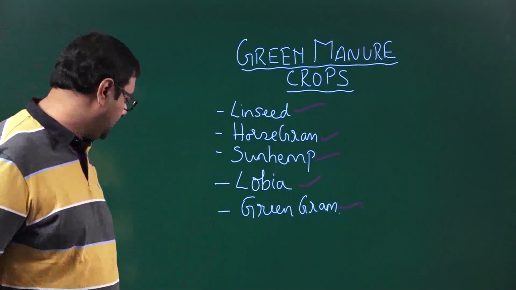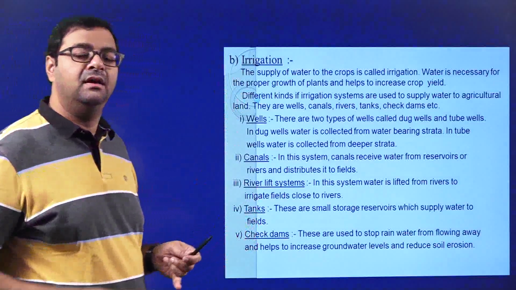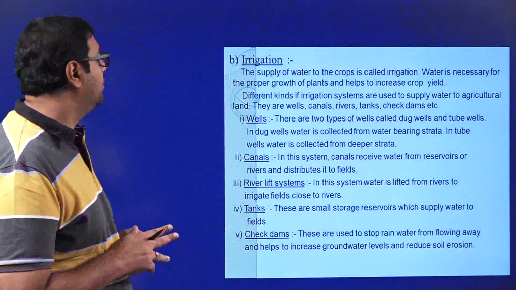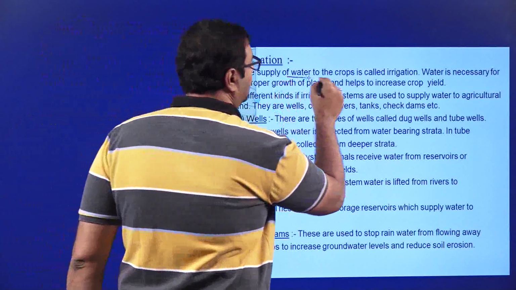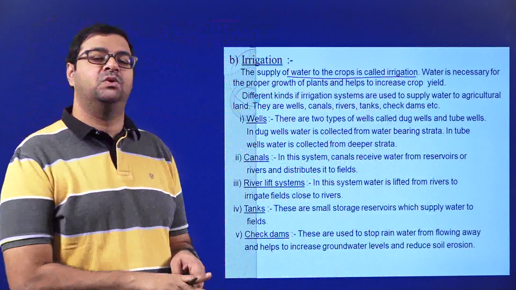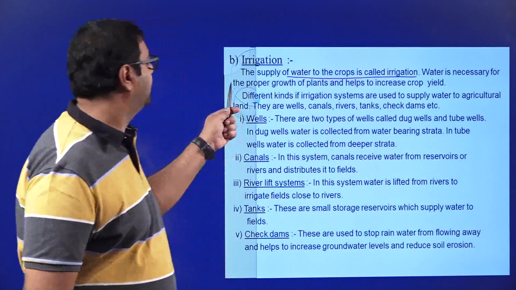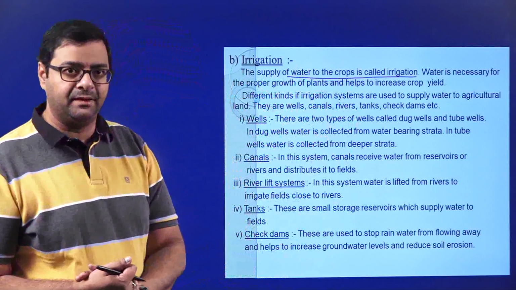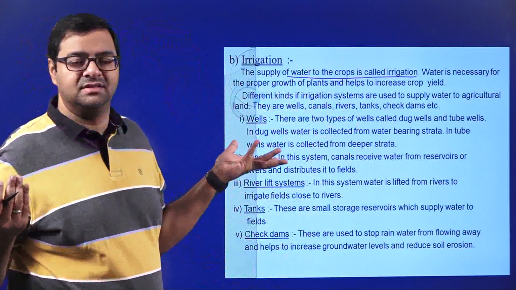Okay, right? Now moving on to the next part in crop management, which is irrigation. Now irrigation is what? Basically supplying water to the crops. Water being supplied to the crops is what is called irrigation. Now water is necessary for the proper growth of plants and helps to increase crop yield. So if we have to increase crop yield, we have to give water, simple as that.